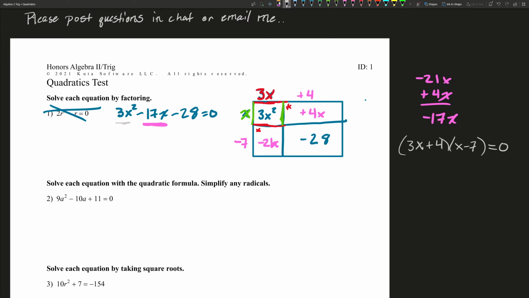Getting to here, that's only about half the problem. What we have to do is actually solve for x. If we have a product of two factors that's equal to 0, then one of those two things has to be equal to 0. So we set both equal to 0.